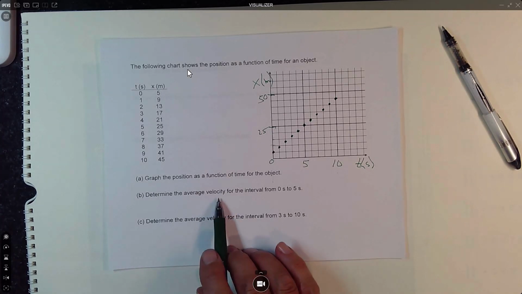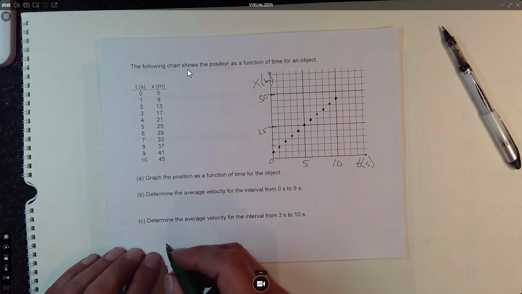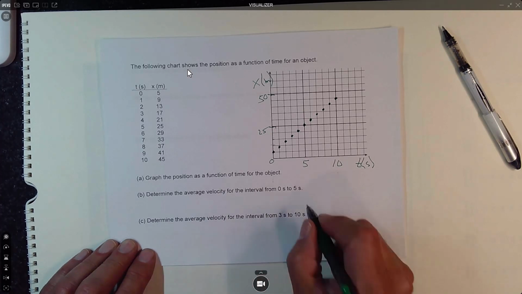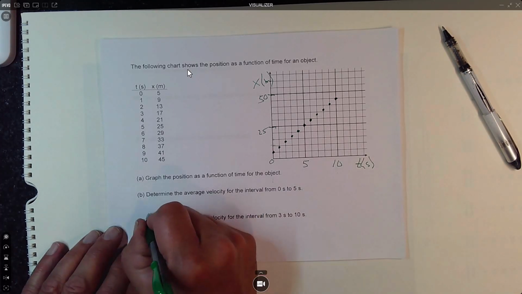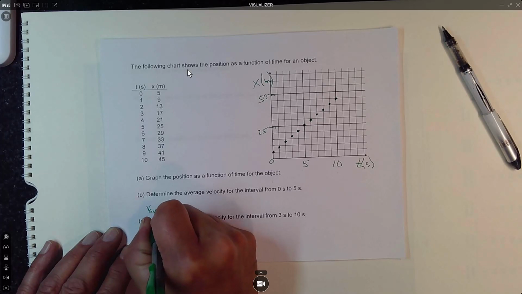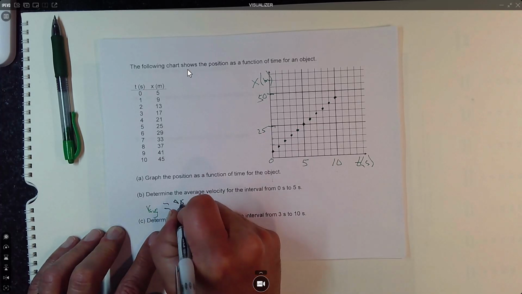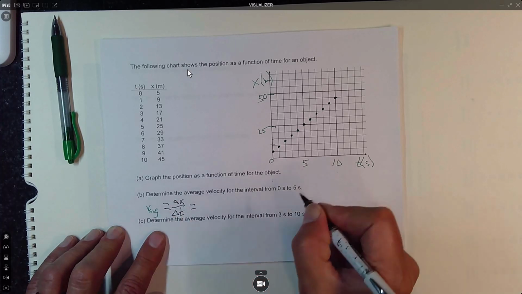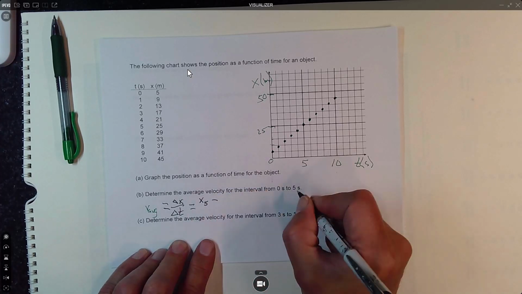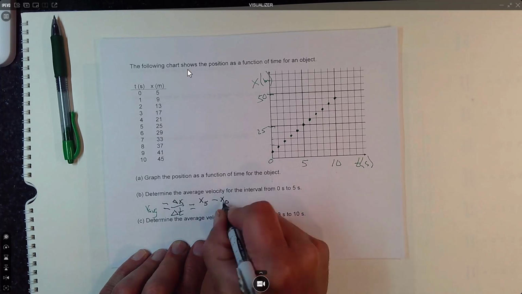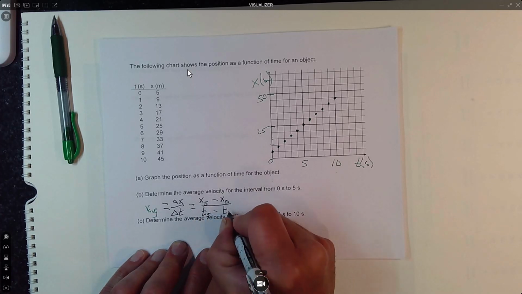Now, determine the average velocity for the interval from 0 seconds to 5 seconds. Okay. Now, here's the thing for this little interval here. I'm going to use their notation since we're going from 0 to 5. I'm going to use a notation where I'll say v average is going to be, remember it's delta x over delta t. Well, I'm going to call the later time x sub 5, that's the position at 5 seconds, and the other one, x sub 0, the position at 0 seconds, and then down here I'll have the time at 5 seconds minus the time at 0 seconds.